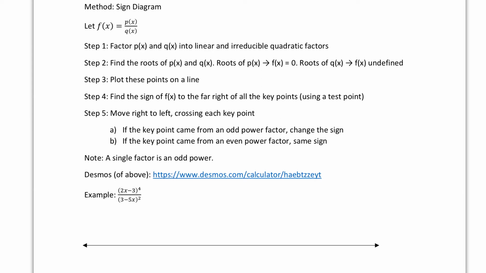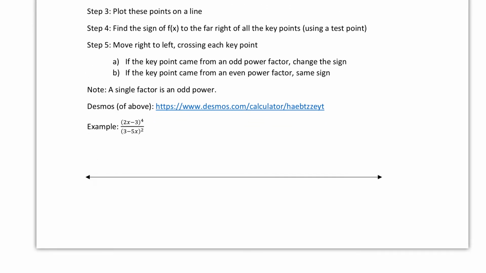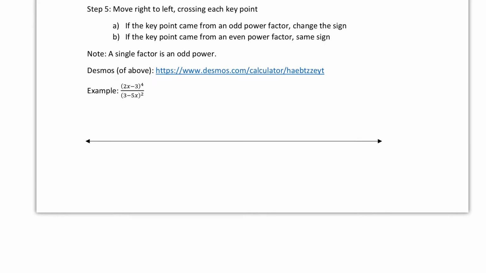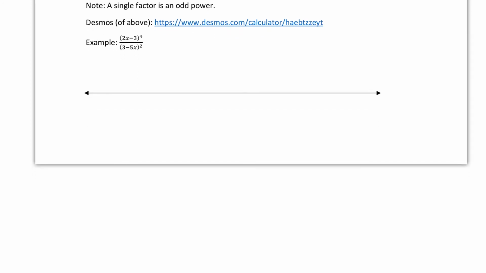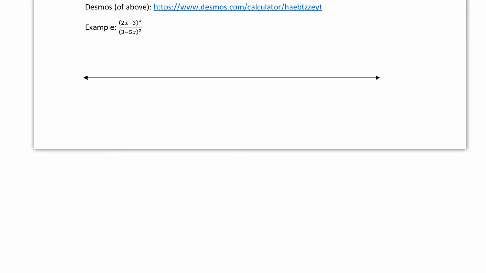And then we move from right to left, crossing each key point. If the key point came from an odd power, then it's going to change the sign. If it's an even power, then we get the same sign. So let's go ahead and look at an example. And Desmos is just the nice, beautiful graph, which we, of course, gave a rough sketch for. So let's try this example here.